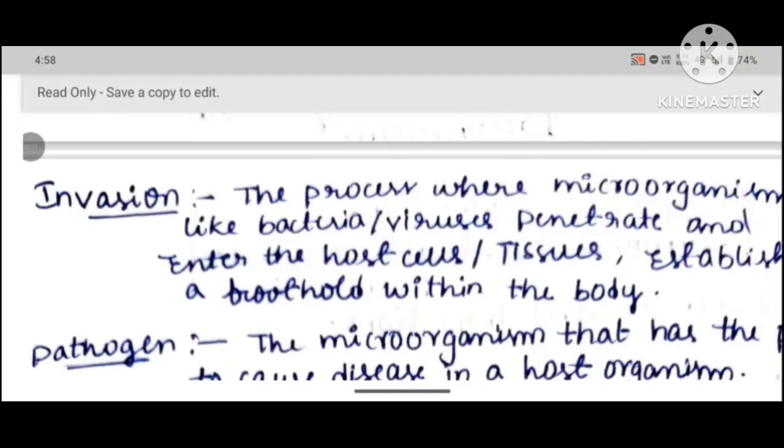Hello everyone. In this lecture, we are going to discuss some important definitions of medical microbiology.